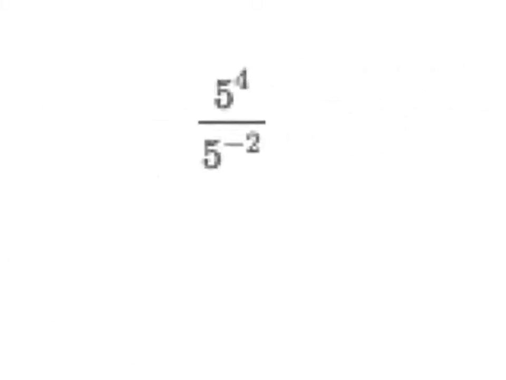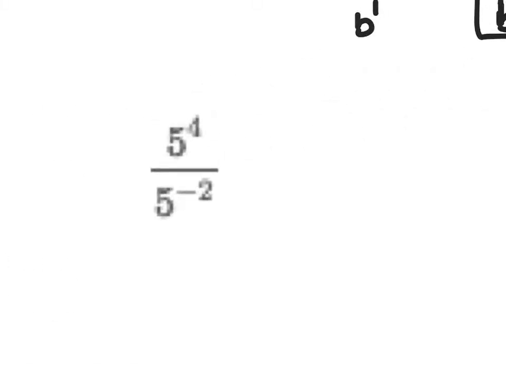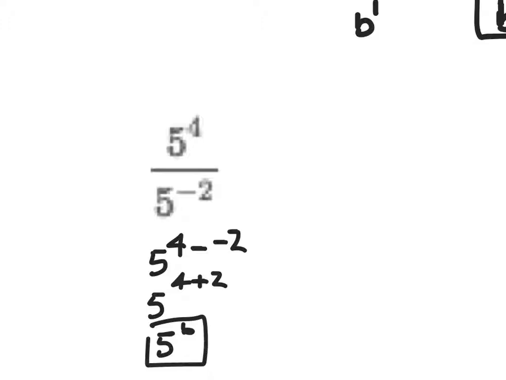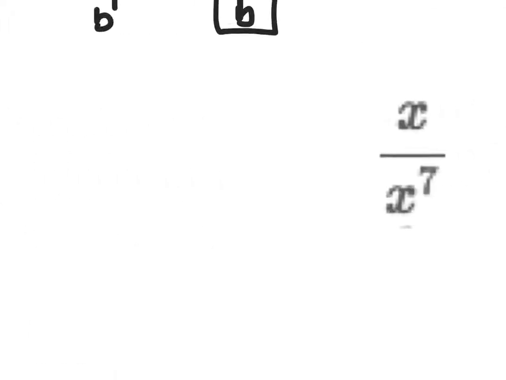Over here, I've got 5 to the 4th divided by 5 to the negative 2. Sorry about the quality of this. What I'm going to do here is just subtract these. This is going to give me 5 to the 4th power minus negative 2. And so as a result, this is 5 to the 4 plus 2 power, so that's going to give me 5 to the 6th power as my answer. Now you could take this 5 to the negative 2 and bring it up here and then add them. Doesn't matter, as long as you get the right answer, that's all I care about.